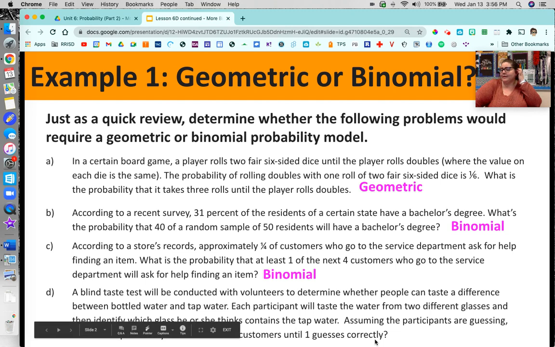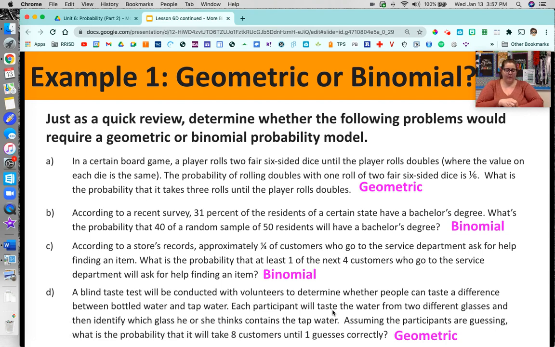You can see that "until one guesses correctly" gives me the idea that we were going until we got one. And we're just asking what's the probability that it takes 8 to do that. So this would be geometric. We're trying to get to that one success and finding what the chances are that it takes that many.